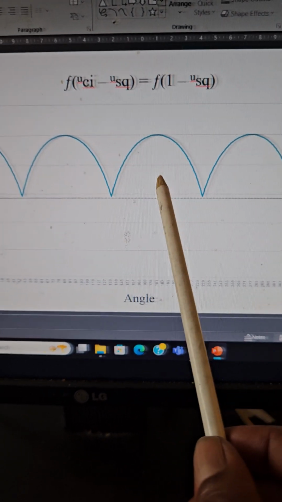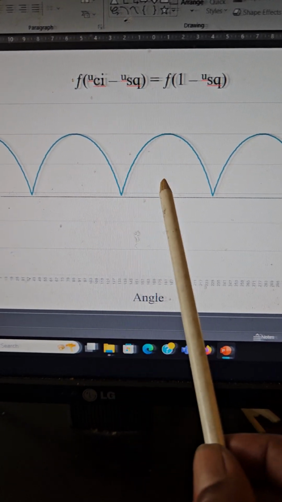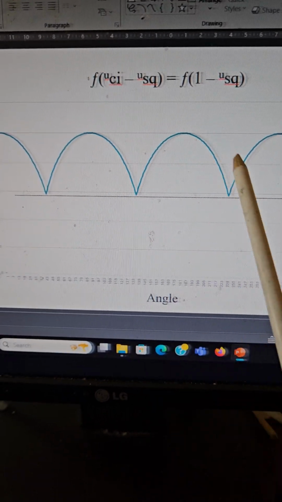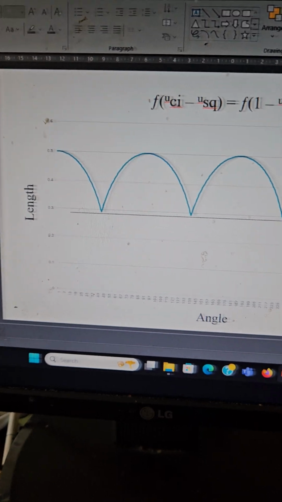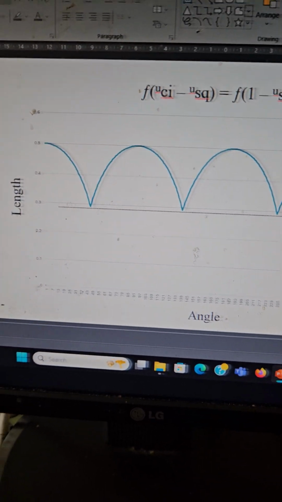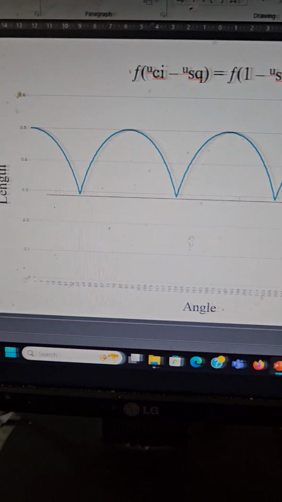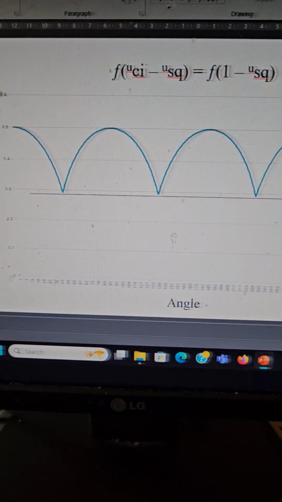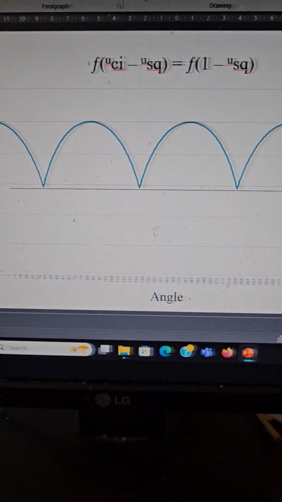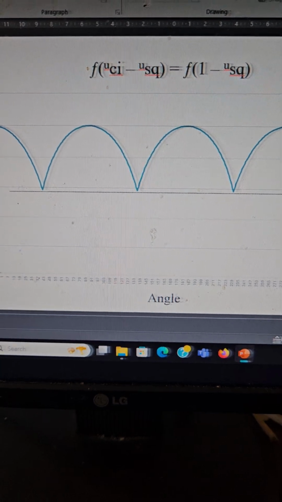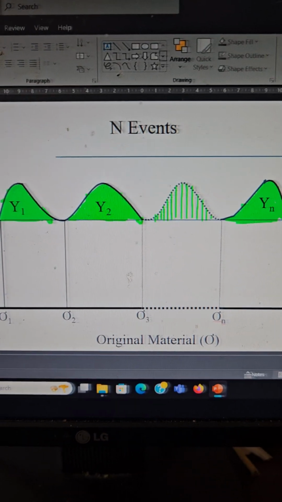unique events. We can interpret them as unique events, but this is just maths. It's just a mathematical function which we are looking at, but it's not what we wanted. Going back to what we wanted, this is what we wanted.